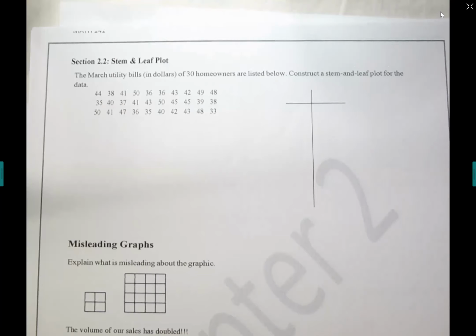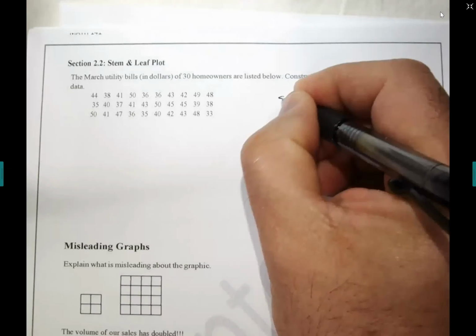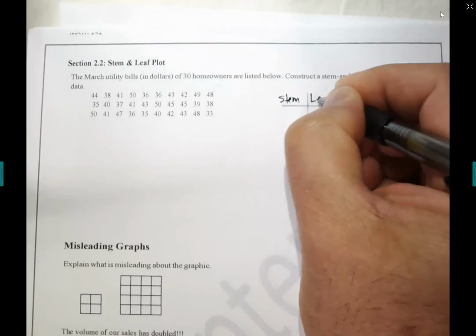So a stem and leaf plot. How do you construct a stem and leaf? Stem and leaf is what it says. You break down the graph into two pieces. One is called the stem and one is called the leaf. And I already prepared that for you. The stem is going to be here. The leaf is going to be there.